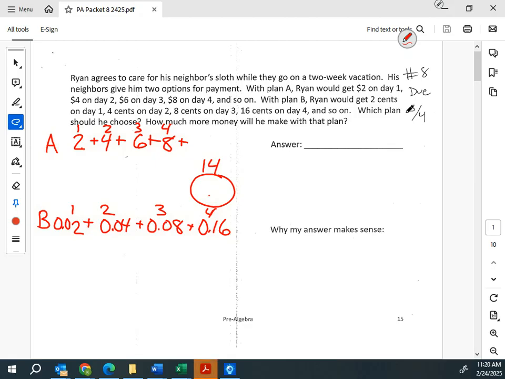Once you have the total for plan A and plan B, you are going to find the difference. Which plan do you make the most money with, and how much more money are you making? So make sure you're adding every day together. Go all the way to day 14 because it's 2 weeks. He doesn't take the weekends off. The sloth still needs to eat on the weekends. So 1, 2, 3, 4, 5, all the way up to 14. Figure out how much he's making each day, then how much he made total with each plan.